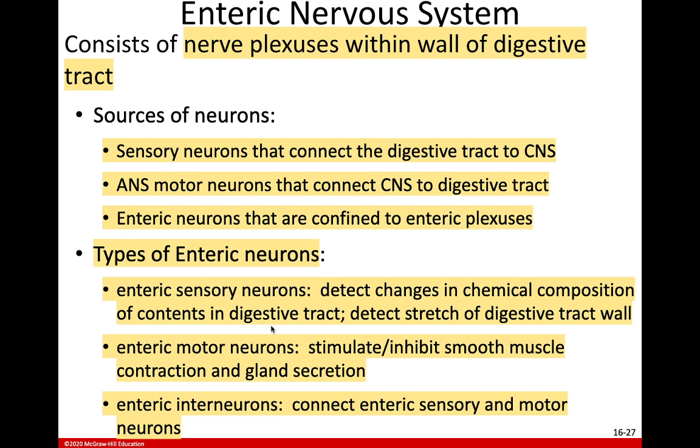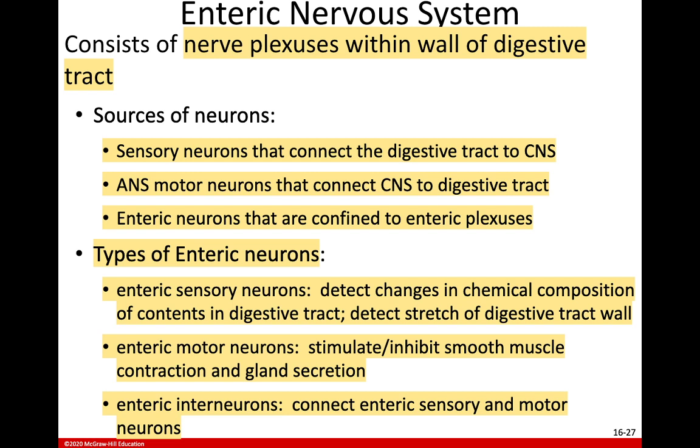So what are the different types of neurons in the enteric nervous system? Well, there are enteric sensory neurons, again, that are going to be taking in information from the digestive organs, detecting changes in the chemical composition of the materials inside the digestive organs, detecting stretching of the digestive tract wall. So again, carrying information from those digestive organs to our central nervous system. Then there are going to be motor neurons that are going to be carrying information to those digestive organs to cause them to respond to these changes that are being detected by the sensory neurons.